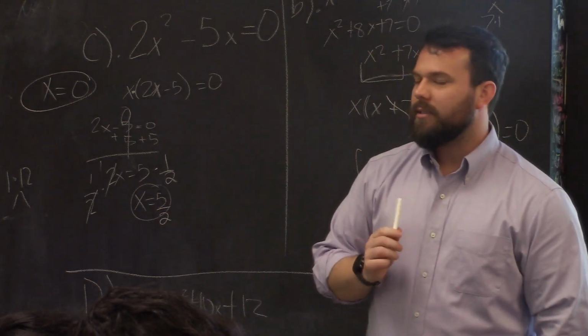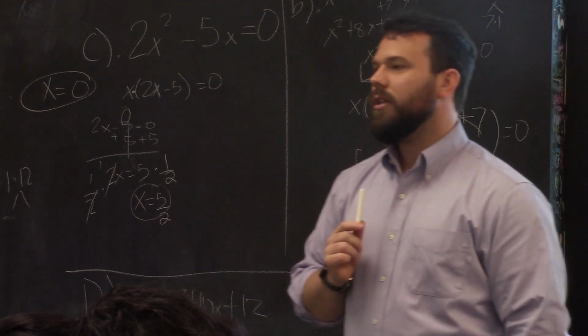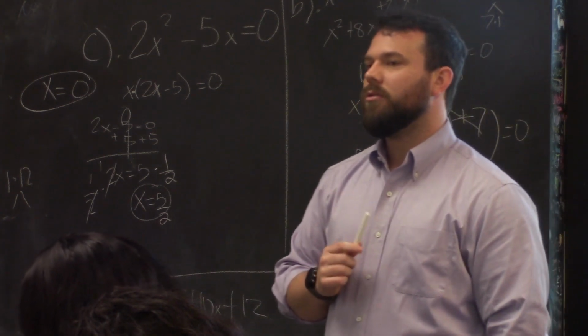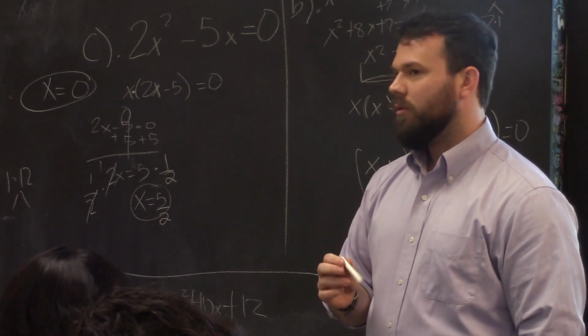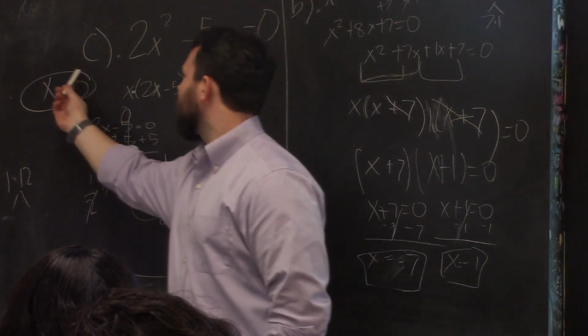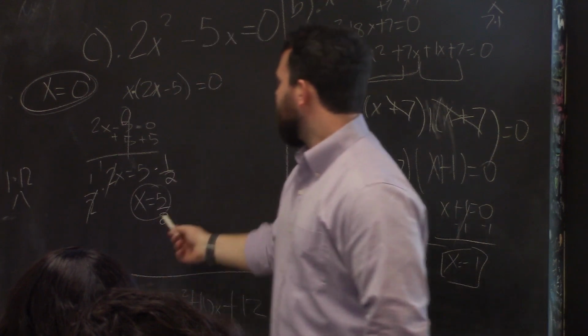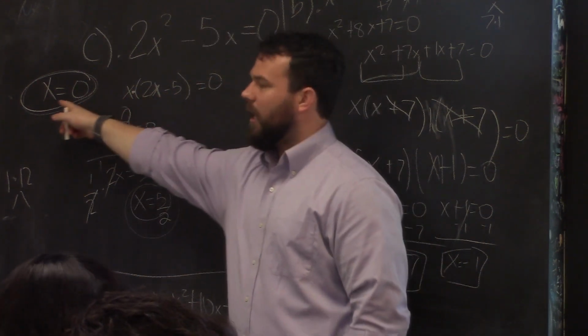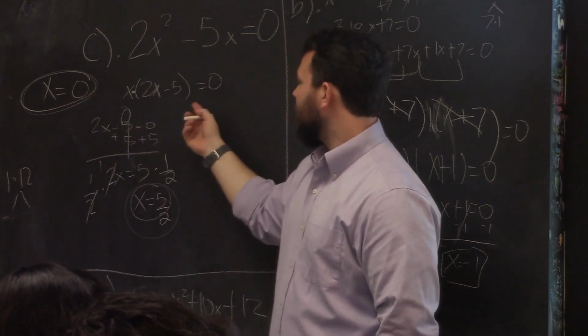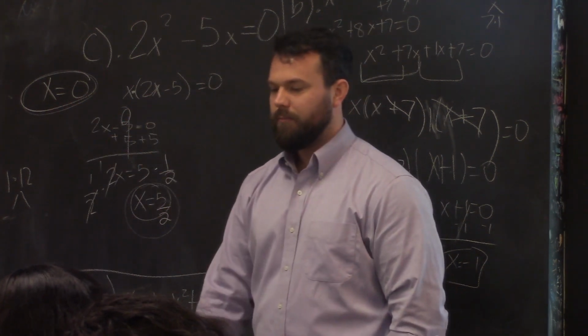Now I need to point out a second detail that's important. Usually with quadratic equations, how many solutions do I have? 2. Where's your second solution? 0. Oh, you wrote it over here. I missed it. Good call. So do notice the first factor, x equals 0. The second factor, set equal to 0 and solve.